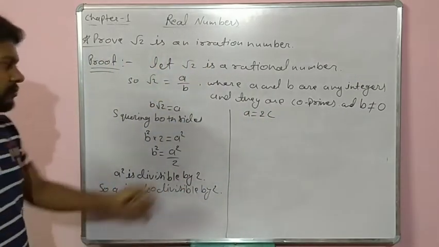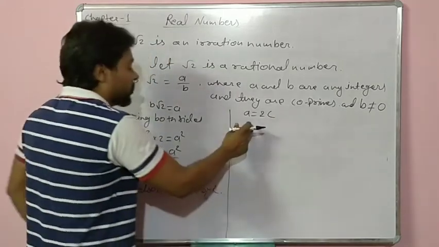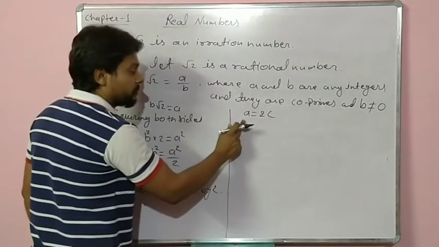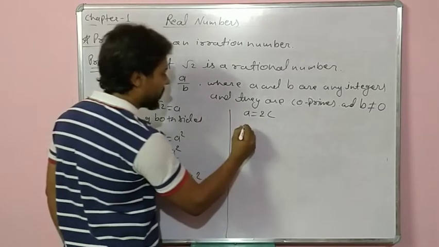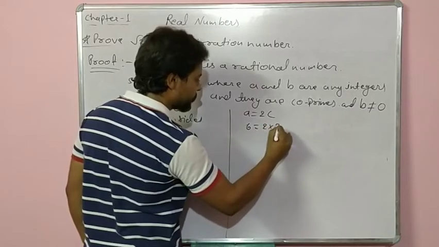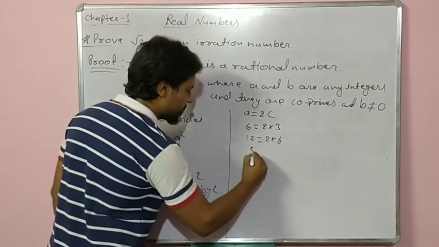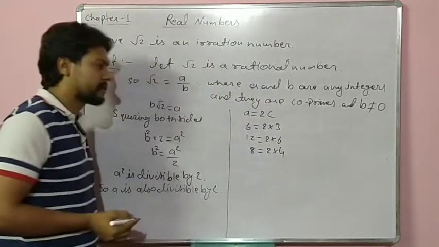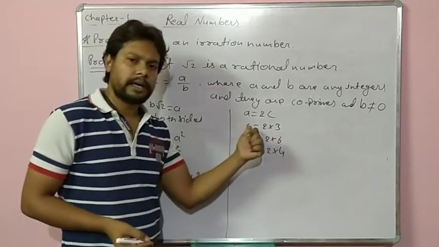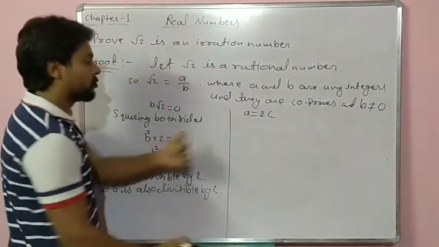Okay, now better understand this. How did I write this? A equals to 2c. It depends on a, what c will be. If a is 6, it would be 2 into 3. If a is 12, it would be 2 into 6. If a is 8, it's 2 into 4. Like this. C depends on a, right? So it could be anything, but it will have 2 as a factor.